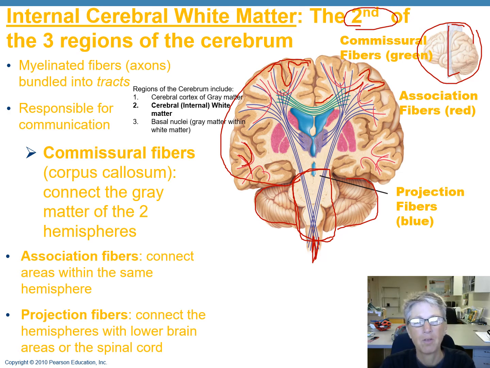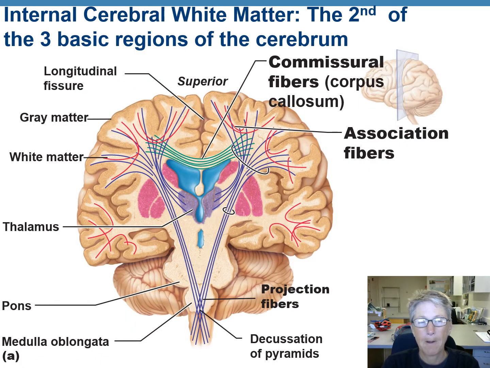So then I just put up this little note. We're looking at regions of the cerebrum. So we talked about the cerebral cortex of the cerebrum. That's made of gray matter. The cerebral white matter of the cerebrum, if you want to be the Department of Redundancy Department, is this slide, and we'll talk about the basal nuclei, which is gray matter within white matter.